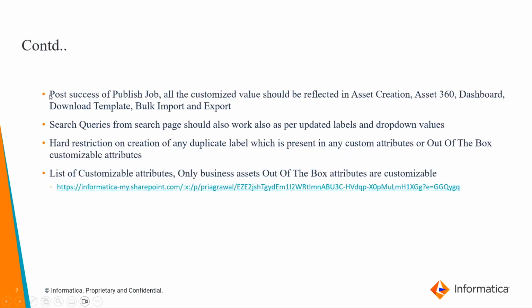Once we publish such an attribute, all the customized values will be reflected in asset creation, asset 360, dashboard, download template, and bulk import and export. Search queries from the search page will also work as per the updated labels and drop-down values. There is a hard restriction on creation of any duplicate label which is present in any custom attribute or out of the box customizable attribute. The list of customizable attributes is provided over this link.